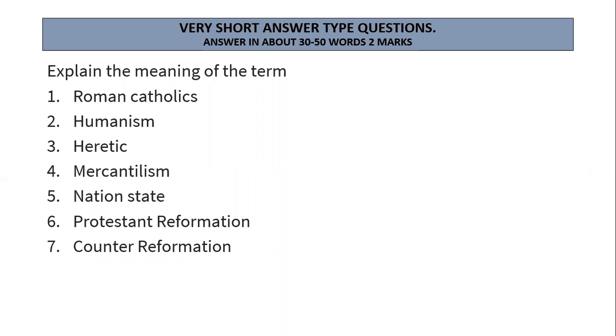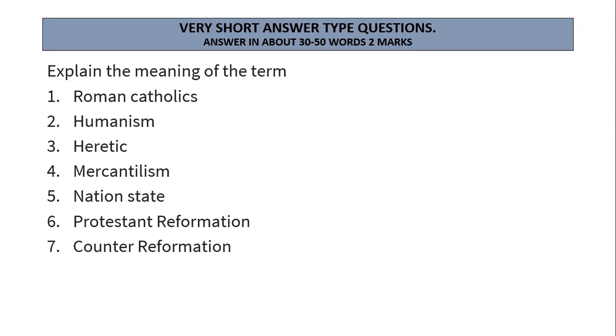We are doing question and answers of chapter 7, Changing Cultural Traditions. And we were doing the very short answer type questions. Last class we finished the achievements of the personalities of the Renaissance. Today we are going to do the terms. So in this we have to explain the meaning of a few words.